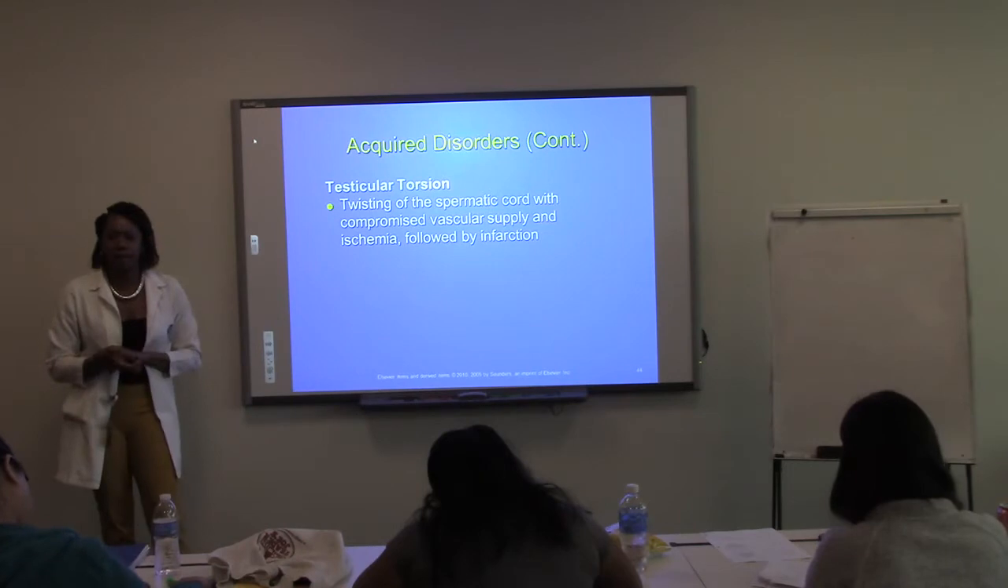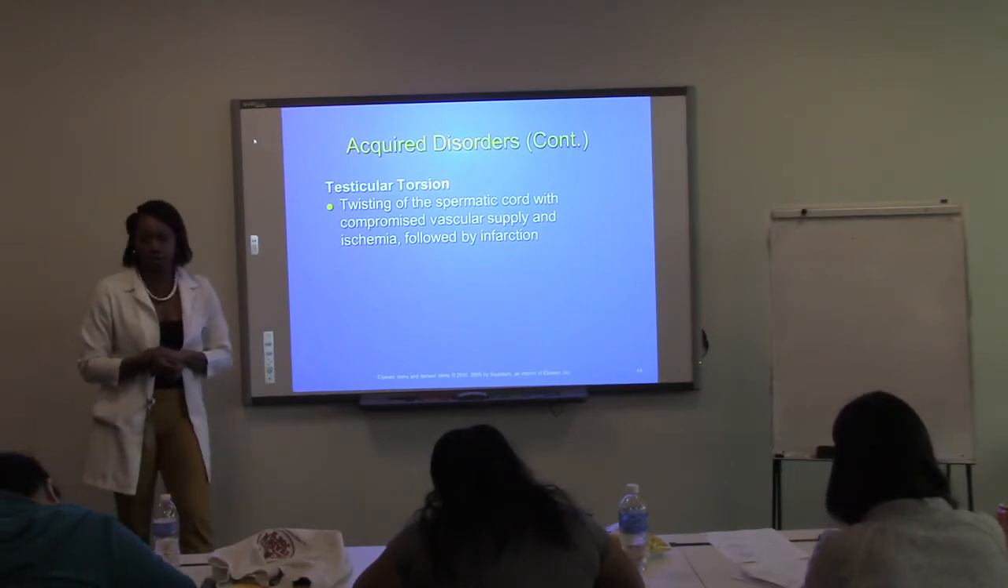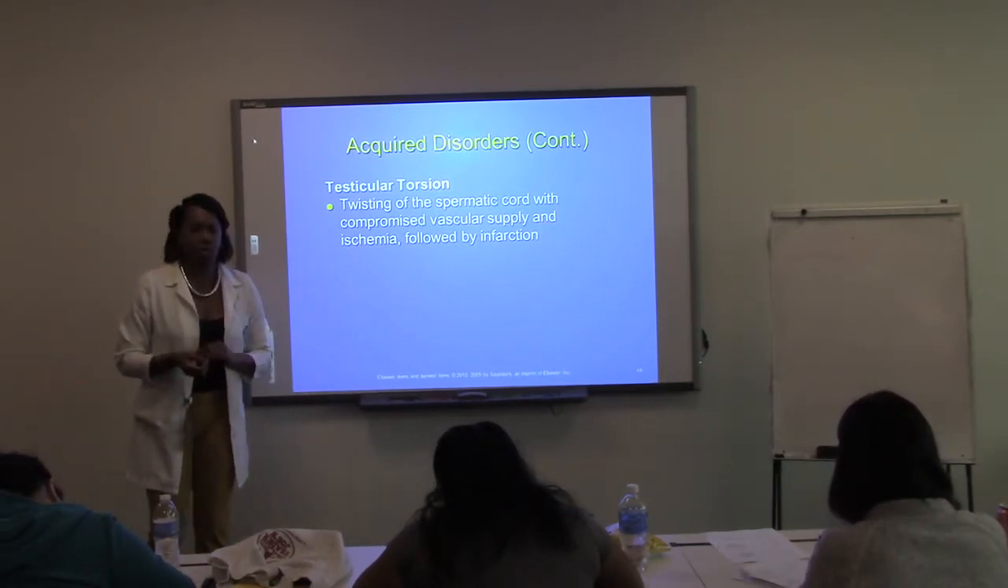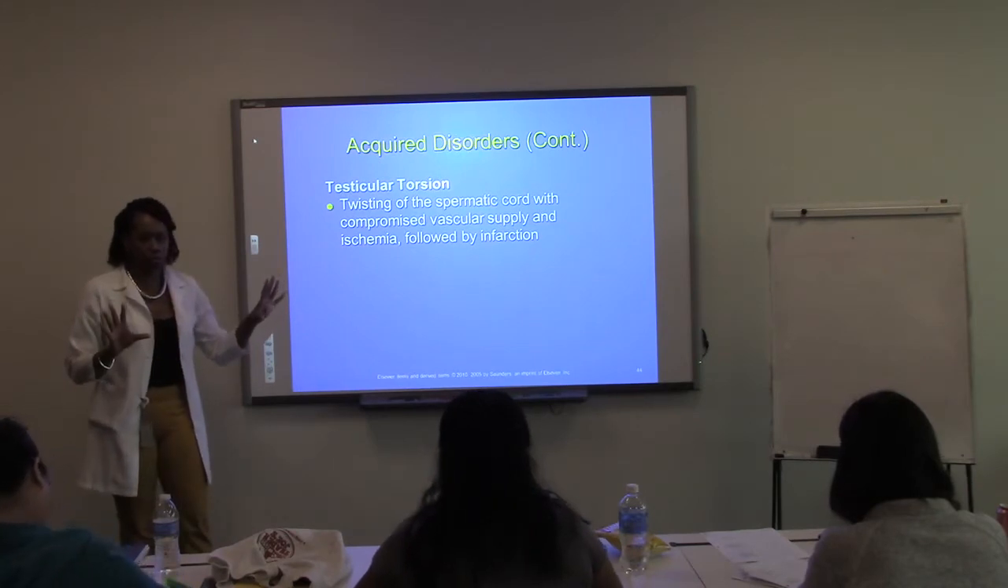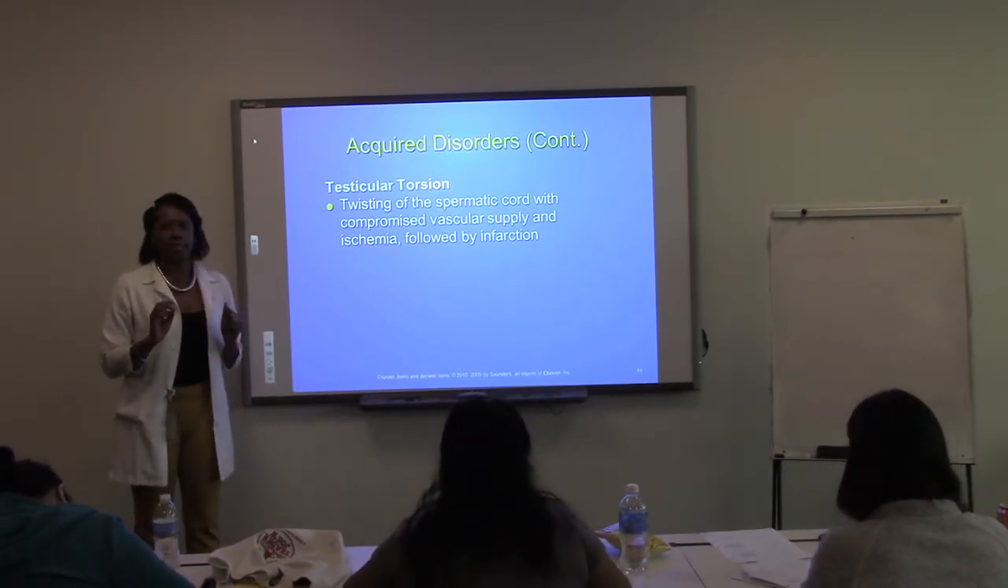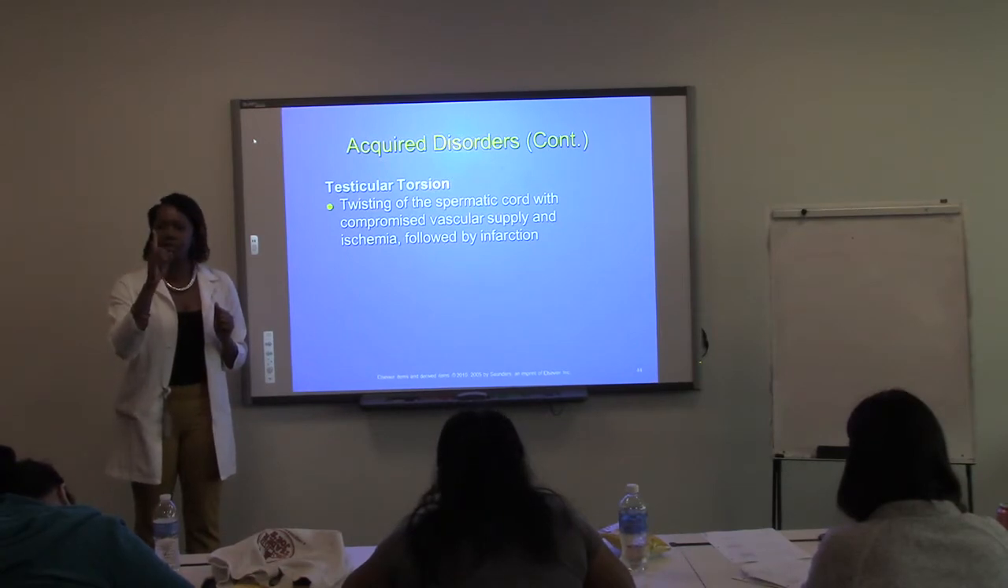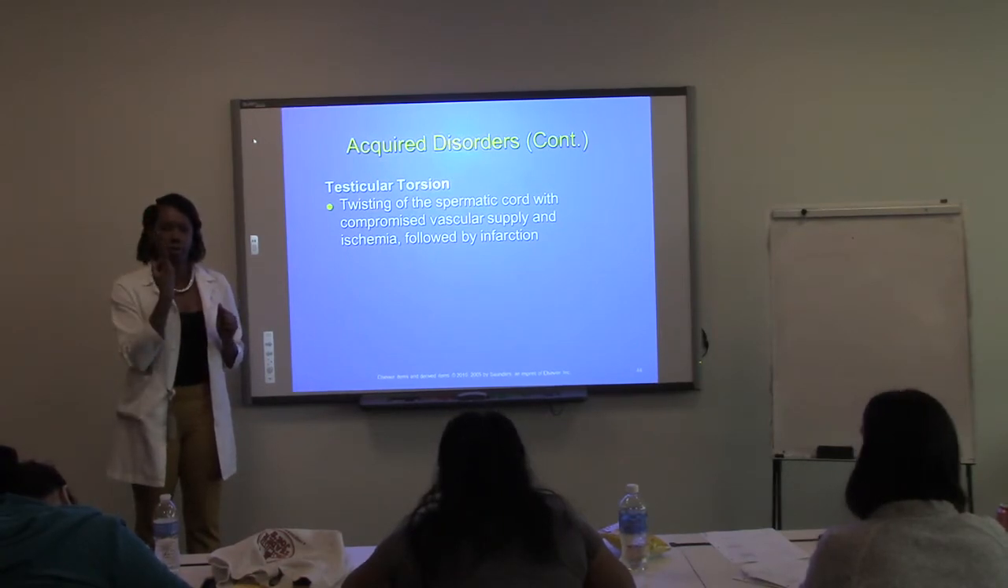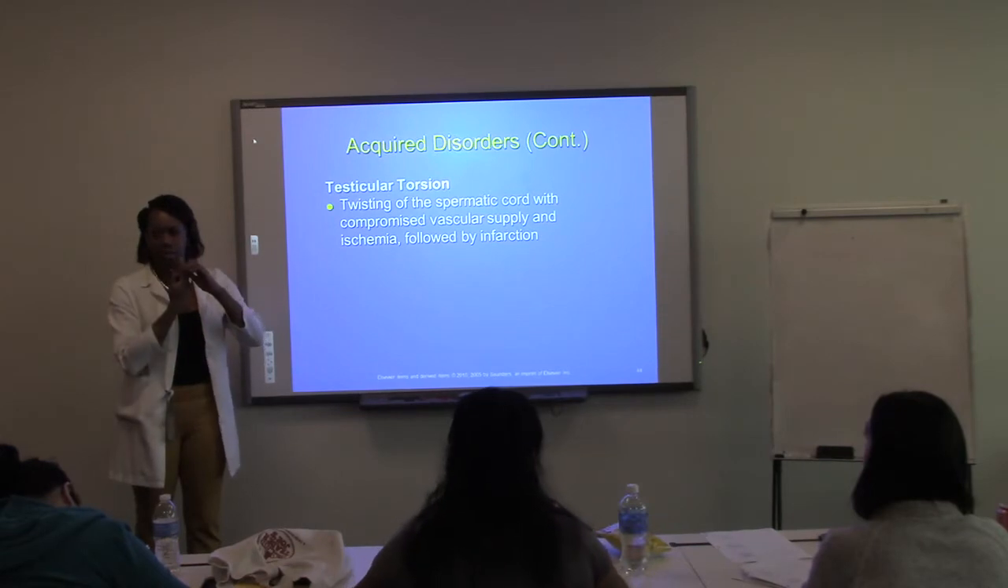Now the next one we have here is testicular torsion. This one, the men usually cringe in the room, okay, when they see this one. The issue with this is where we have a twisting of the spermatic cord. Okay, and it actually just twists.